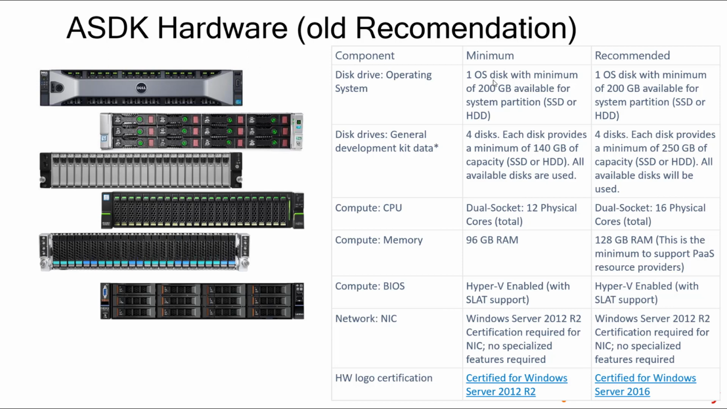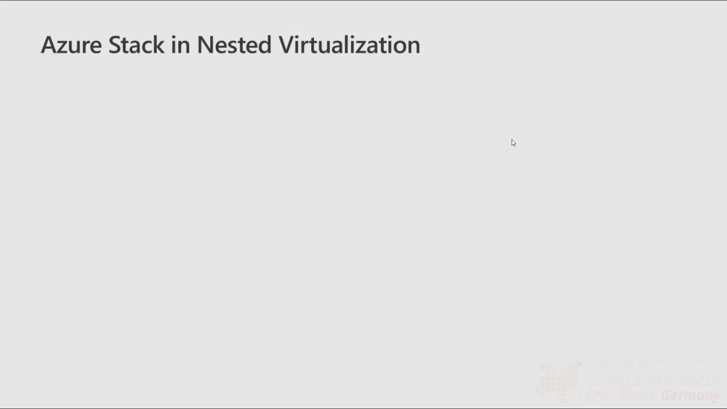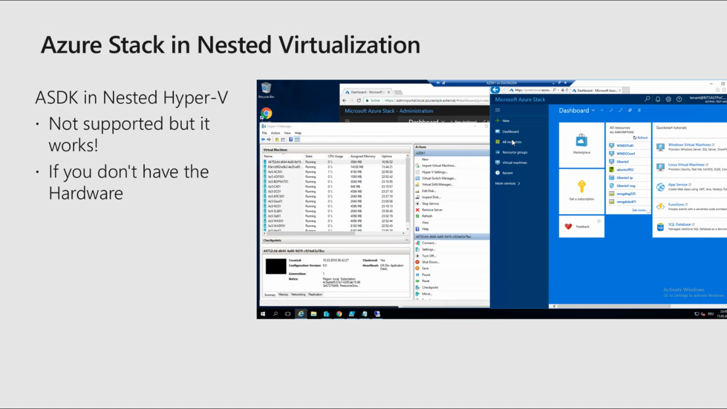If you want to deploy, for example, App Services heavily and play with them, maybe 256 gigabytes would be nicer. The system should be capable of Hyper-V, so it should be certified for Windows Server 2012 R2 or even better for 2016. But what if you don't have this hardware? I have another solution for you. Why not deploy the Azure Stack Development Kit in a virtual machine? And for that, we need nested virtualization, because the Azure Stack Development Kit uses Hyper-V and deploys a lot of virtual machines to bring Azure to you.